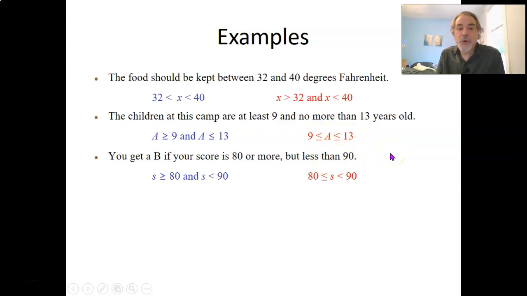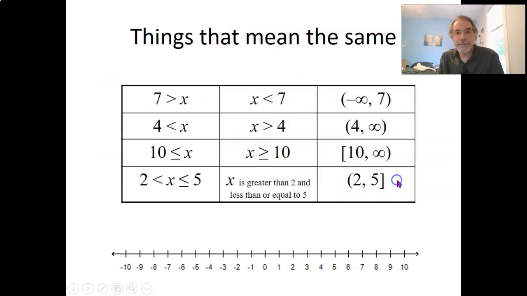You get a B if your score is 80 or more, but less than 90. So that means your score has to be greater than or equal to 80 and less than 90. It has to be between 80 and 90, possibly equal to 80, or possibly greater, but definitely less than 90. So there's more than one way of writing the same thing.